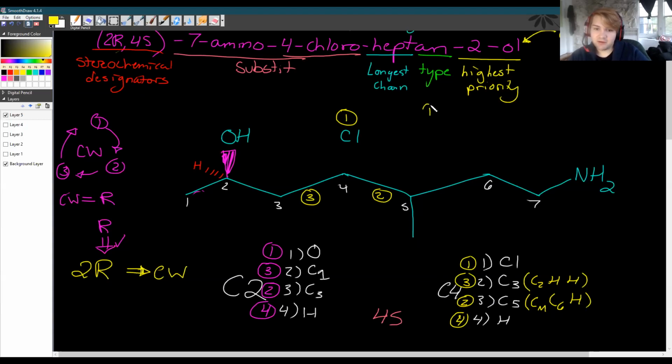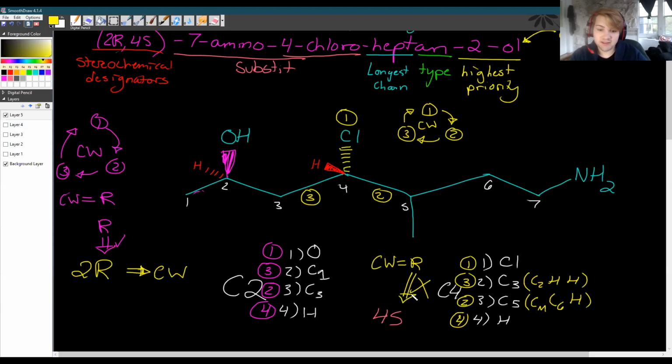So what's the rotation pattern that we have? Well, it's clockwise, right? Clockwise rotation. And what does clockwise mean? Clockwise means R. But do we want R? No, we want S, right? Did I label this right? Yeah, we want S. So we do not want the R rotation. We want to flip it. And how do we flip it? Well, we make sure that the lowest priority group, or 4, is on the wedge. And if 4 is on the wedge, that means this chlorine must be on the dash.